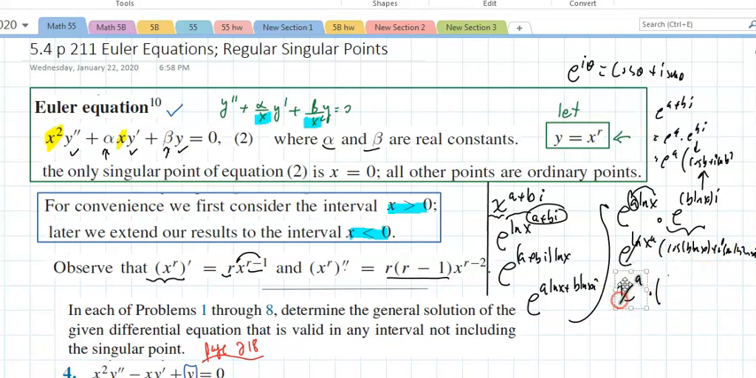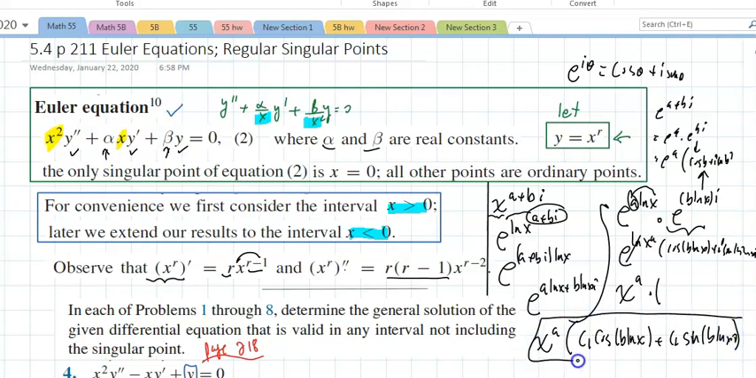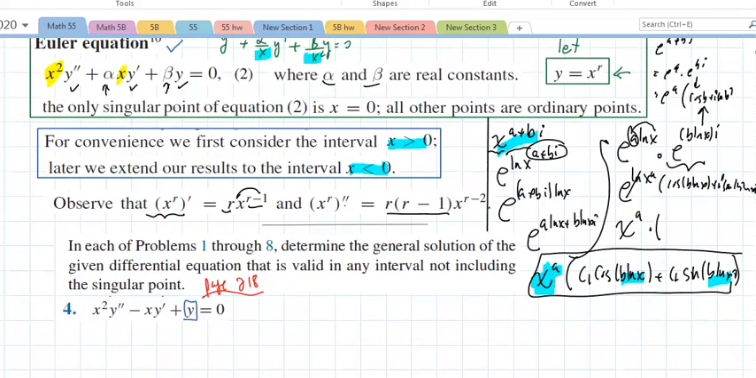So wouldn't you say x to the a times c1 the cosine of b natural log of x plus c2 the sine of b natural log of x? I just want to show you that because that's how every answer looked, and you need to know where that comes from. So basically, if I see x raised to the a plus bi, the solution will be x to the a, and that b right there would pick b natural log of x for the sine and cosine angles. So now let's look at some problems.